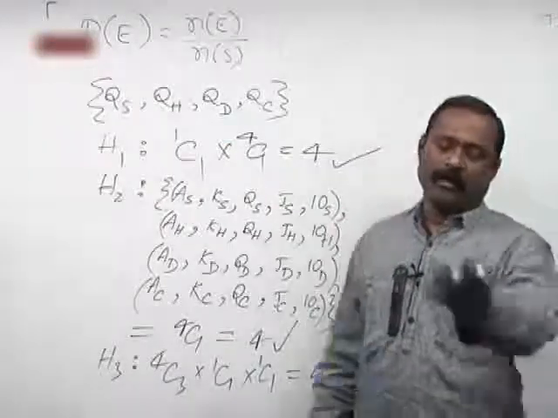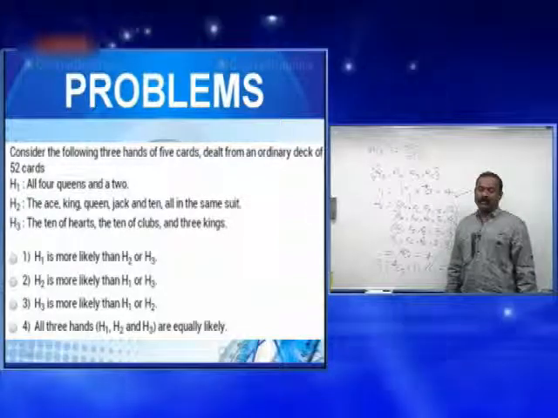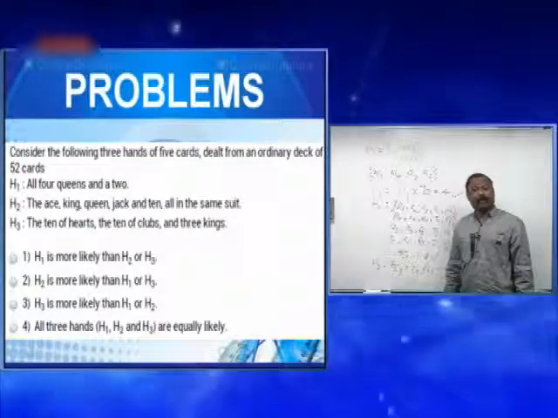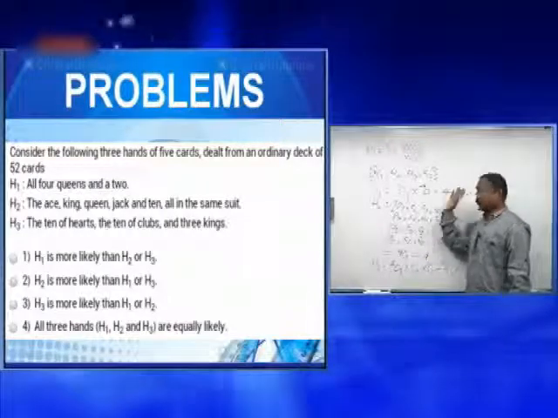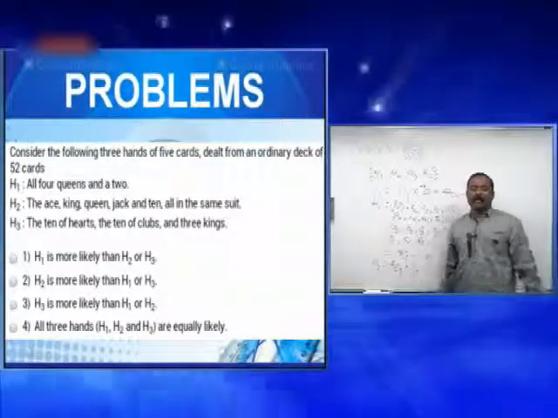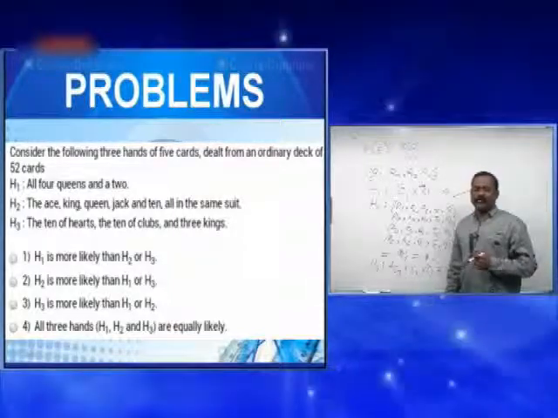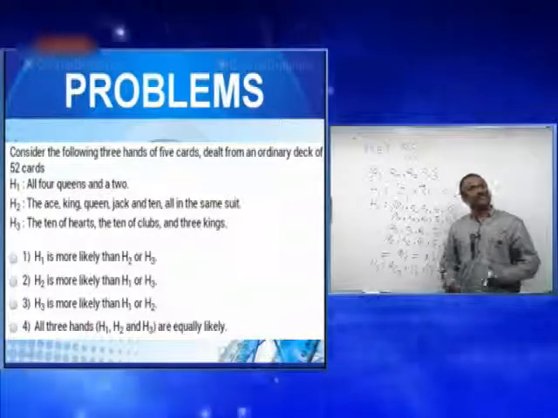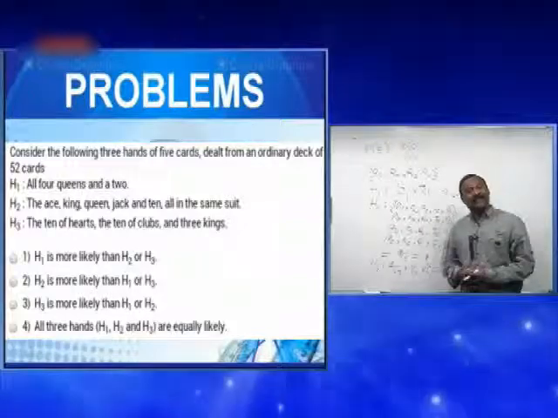Now, see the options. H1 is more likely than H2 or H3. H2 is more likely than H1 or H3. And H3 is more likely than H1 or H2. All 3 are wrong because there are equal chances: it is 4, it is 4, it is 4. So the last option, the fourth, is correct: all 3 hands, H1, H2 and H3, are equally likely. That is, equal chances of occurrence for these events.